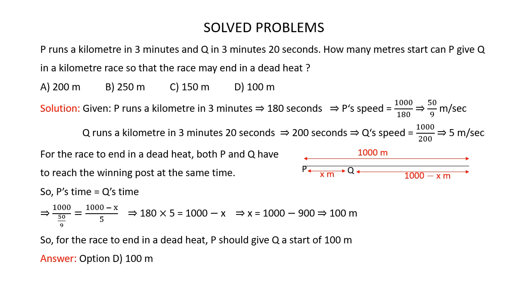Now we know that P's distance is 1000 meters and P's speed is 50 by 9 meters per second. And Q's distance is 1000 minus x meters and Q's speed is 5 meters per second. Now substituting all these values, we get 1000 divided by 50 by 9 is equal to 1000 minus x divided by 5. On cross multiplication and solving, we get x is equal to 100 meters. So for the race to end in a dead heat, P should give Q a start of 100 meters. The correct answer is option D, 100 meters.